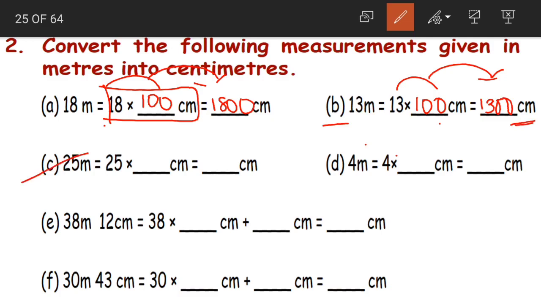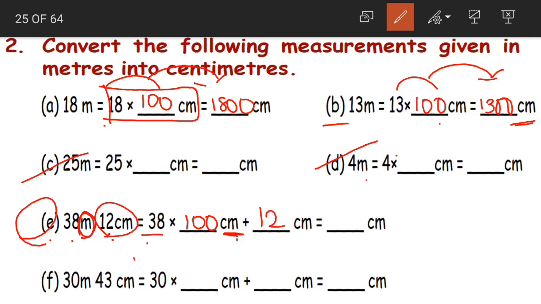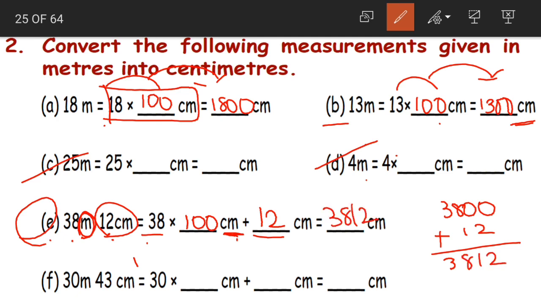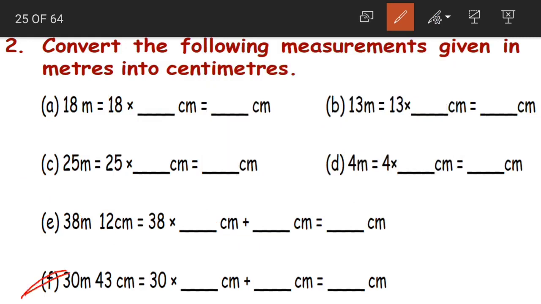Now C and D are similar, and I hope you can do this. Coming to question E, 38 meters 12 centimeters is equal to, here 38 into, as 38 is in meters, we have to multiply it by 100 to convert it into centimeters. Now coming to 12, it is already in centimeters, so we'll write it as it is. 38 into 100, 3800 plus 12. The answer would be 3812 centimeters. Clear, children? Coming to the last question here.